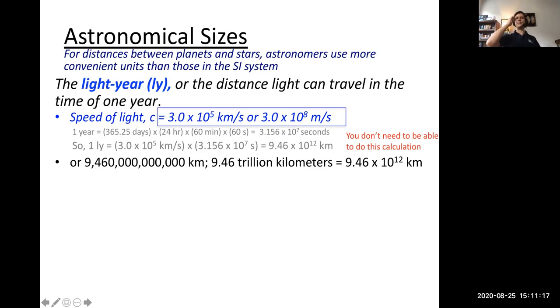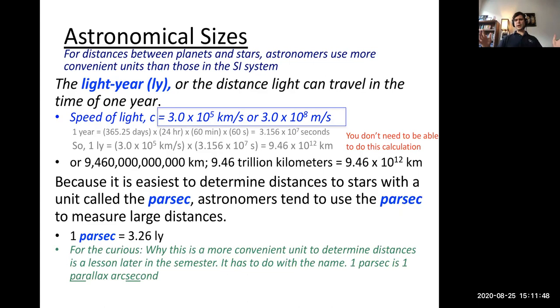Light will travel 9.46 times 10 to the 12 kilometers. 9.46 trillion kilometers. You can see how big of a number that is right here. I can't picture that in my head. That doesn't have a whole lot of meaning. But thinking about how far light will travel in 1 year does make sense. So the unit, the light year. No, you do not need to remember this calculation. And no, you don't need to remember 1 light year equals 9.46 times 10 to the 12th kilometers. You should know the definition of what a light year is.